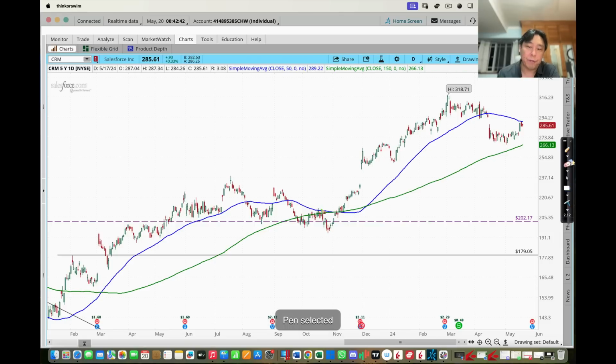Now over here, you can see the 50 crossing below the 150. Is this a downtrend signal? No, because you can see the 150, the green line, is still sloping up. So that is not a downtrend signal. We are still on a nice uptrend for Salesforce.